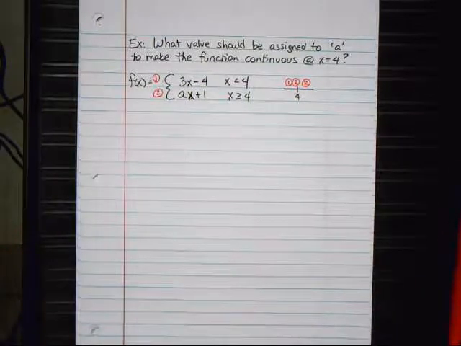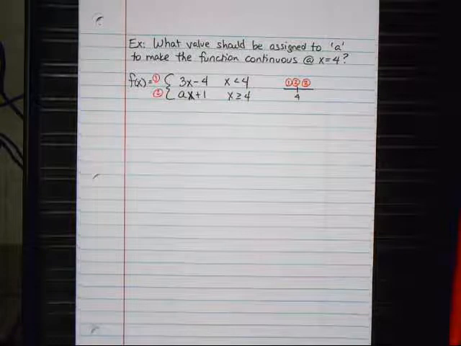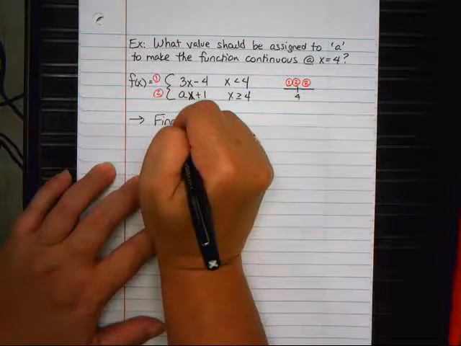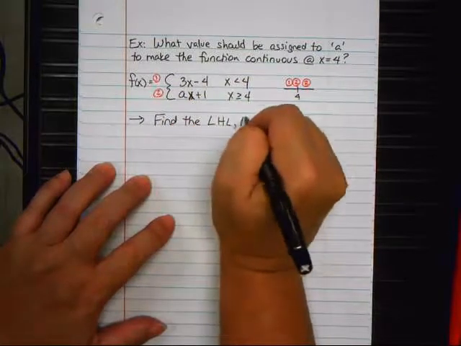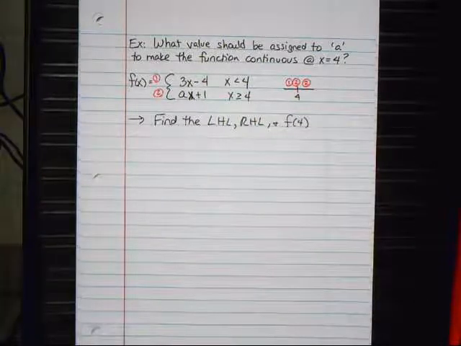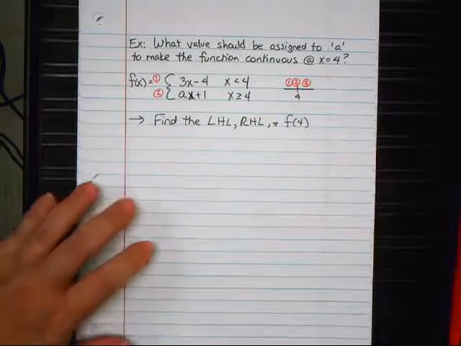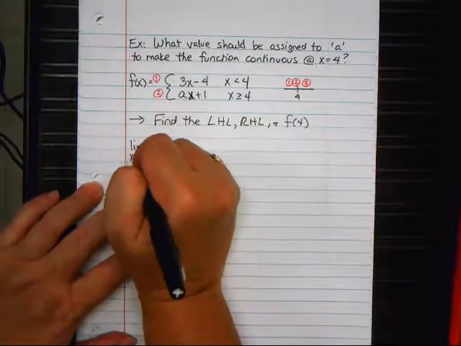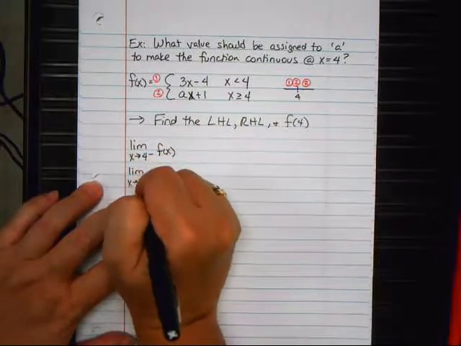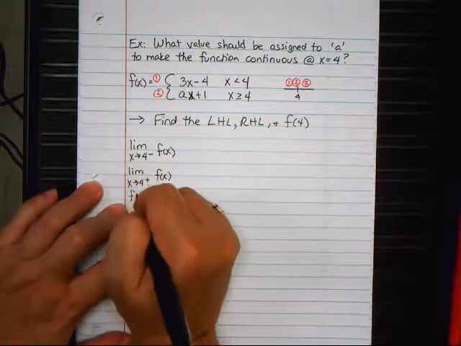Now, one more time. What are the 3 things that have to be equal to each other for continuity? Let's do left-hand limit, right-hand limit, and f of 4 in this case, right? The dot. You can say the dot if you wanted to. So what we need to do is find the left-hand limit, the right-hand limit, and f of 4. And in order to make it continuous, they all have to be the same value. So we're going to do the limit as x approaches 4 from the left of the function, the limit as x approaches 4 from the right of the function, and f of 4. Those 3.